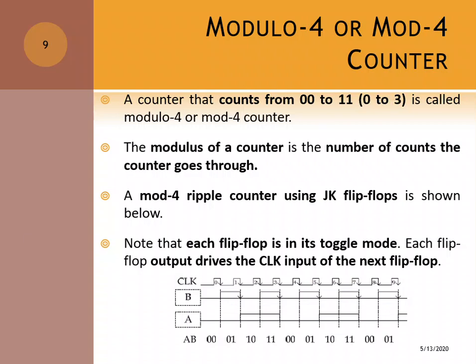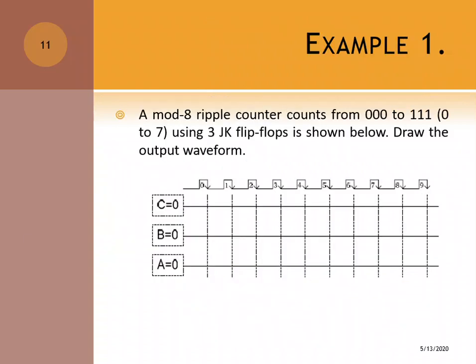Okay, so for this example, when you want to represent number from 0 to 7 for mode 8 ripple counter, or asynchronous counter, we need 3 bits, because 0, 0, 0 represents 0, and 1, 1, 1 represents 7. Okay, so how to draw? Let's do it together.